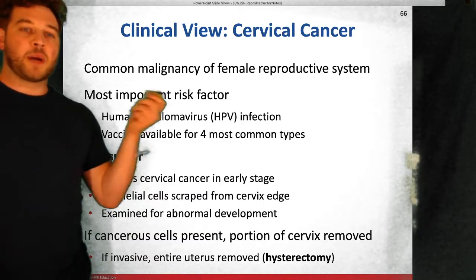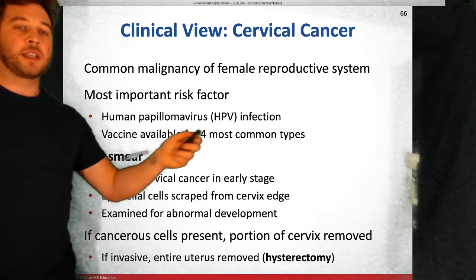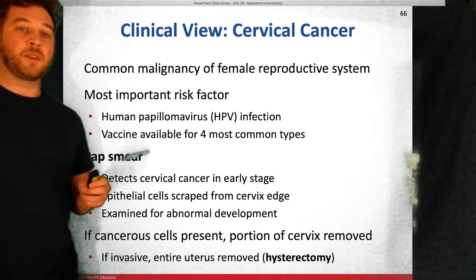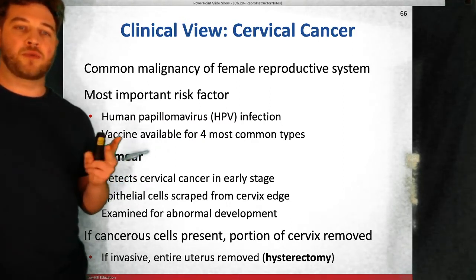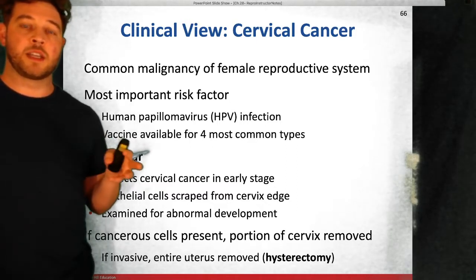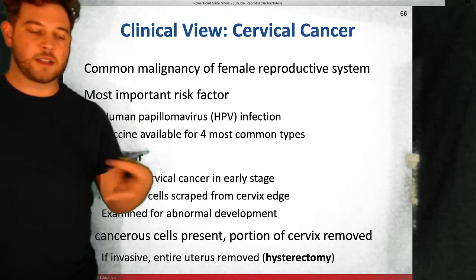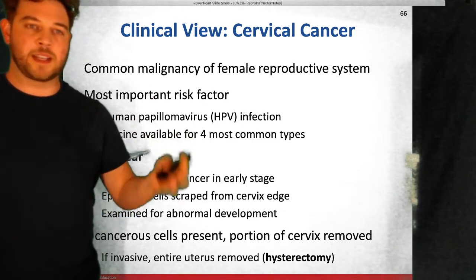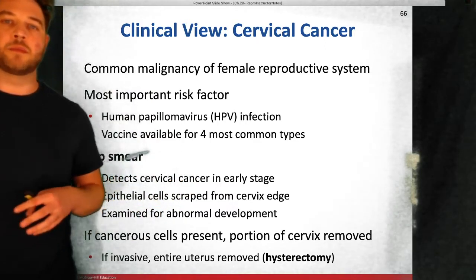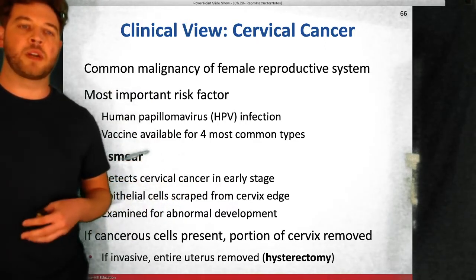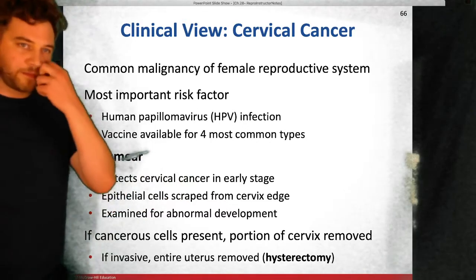Cervical cancer is a common malignancy of the female reproductive system. The most important risk factor is HPV infection, the human papillomavirus. There are two forms of it. One of them is essentially harmless. It is not actively causing any type of infection, and you just become a carrier for it. The other kind can be very aggressive and cause cervical cancer.